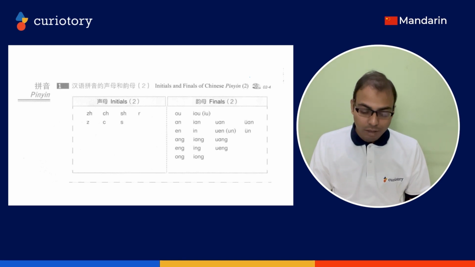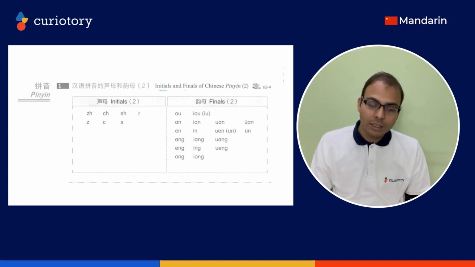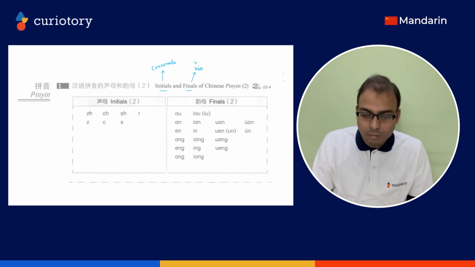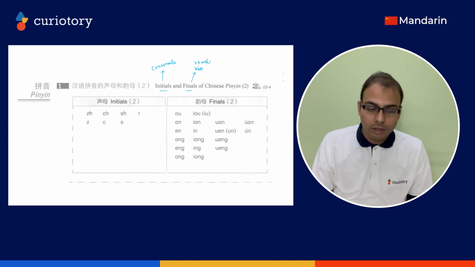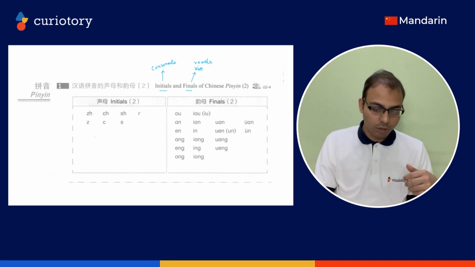Now let's get to a very important part of Chinese phonetics, which is initials and finals. We have learned that initials are like consonants and finals are like vowels of Chinese. Now there are some initials and some finals. We will learn how to pronounce them.